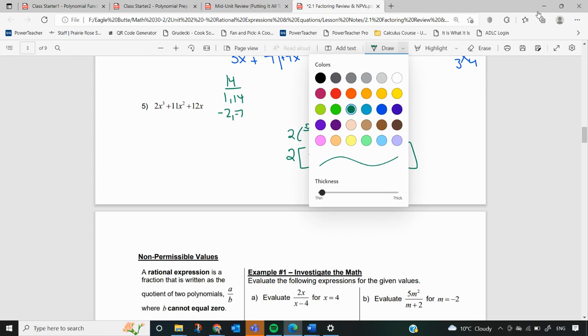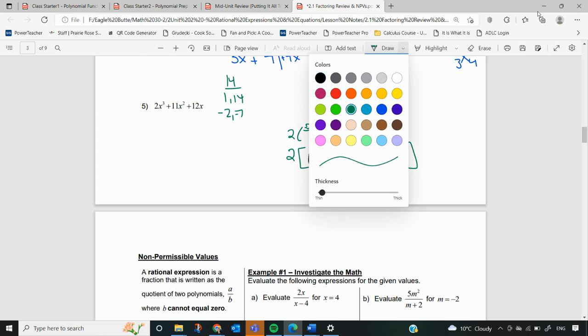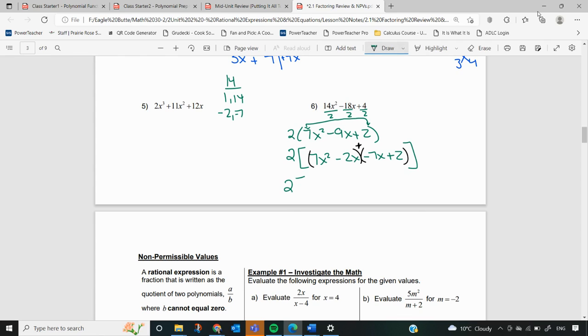So our next step is then to bracket our middle terms. So the first terms and the last terms, and put a plus sign in between. And then we do common factoring. So we're going to have 2, and then we're going to pull out an x. That'll leave me with 7x minus 2. We're going to pull out a negative 1, and that's going to leave me with 7x minus 2. And my final answer, my factors will be 2 times 7x minus 2 times x minus 1.